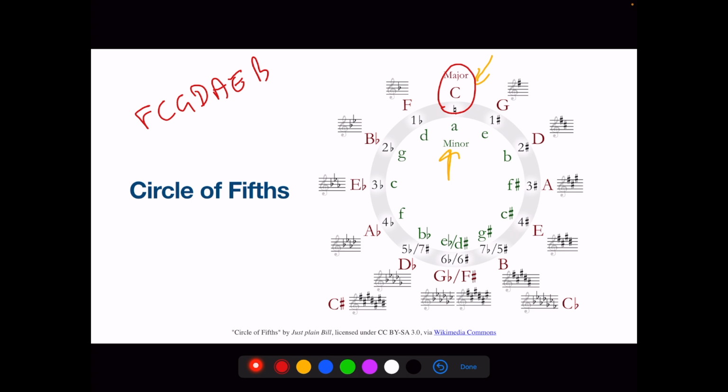And from there, we just go on to the next: C, G, D, A, E, B, which, if you start counting from here, is fat cats go down and eat birds. And on the reverse side, it's the opposite. So C, F, B flat, E flat, A flat.